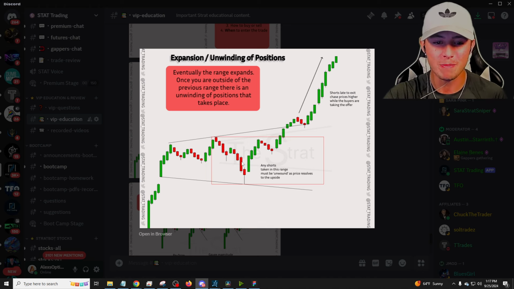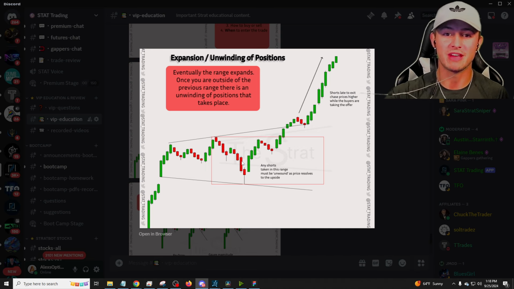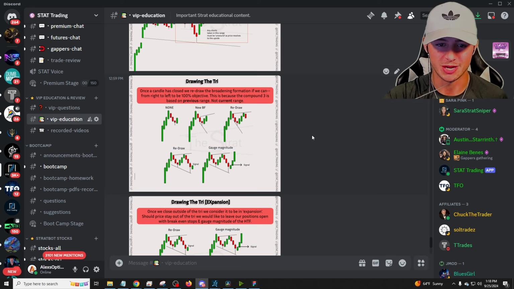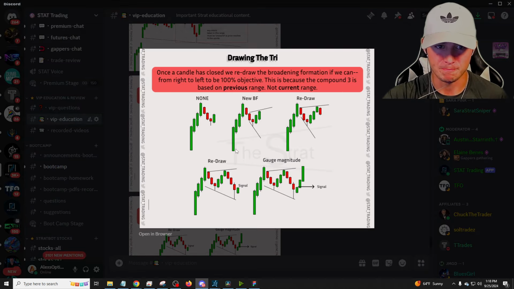This is actually the only pattern that is foresight, or happens before it plays out, if that makes sense. So since we understand the scenarios and the broadening formations, let's quickly understand how to draw them. Once a candle is closed, we redraw the broadening formation if we can, right to left, to be objective. And it's based on previous range, not current range.